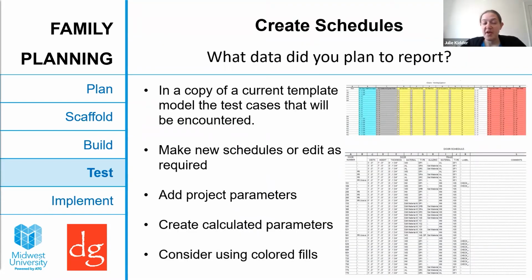Create your schedules. If you are reporting your information, what are you going to report and how do you get that information in? If you have any project parameters or calculated parameters, add those. One of the things for working schedules that I really like is that we now have the ability to do colored fills, which was not an option before. And that allowed me to convey to the users what fields were calculated and didn't need to be touched, what fields they needed to input information in, and what fields should be filled out by running a Dynamo script.